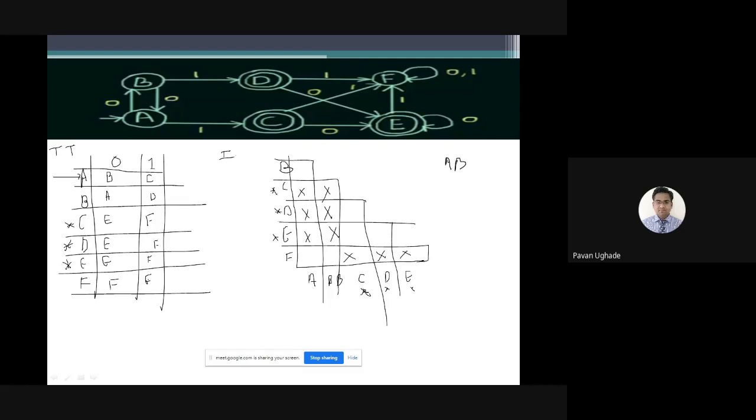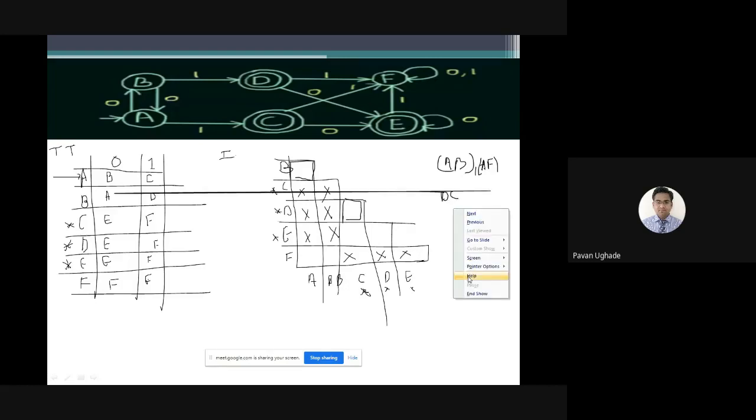AB is one cell. This is blank. This cell is blank. Next is AF, another cell which is blank. Okay, next is this cell, that is DC. That is blank.